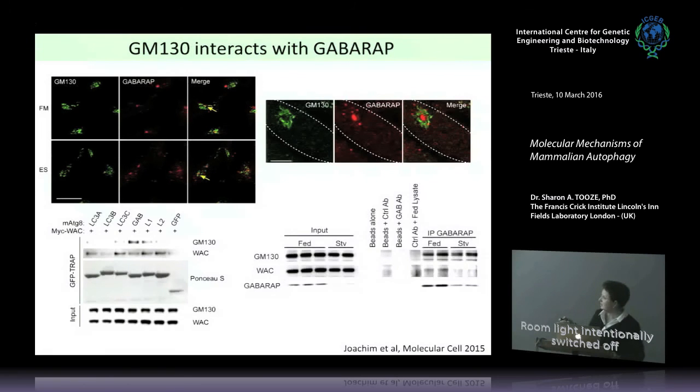We also confirmed this with endogenous protein. So if we immunoprecipitated GABARAP, which is shown down here, we could also see an immunoprecipitation of the GM130 and less with WAC. And what we did in subsequent experiments was to show that the GABARAP and the GM130 directly interact, and WAC is interacting with the complex through GM130.